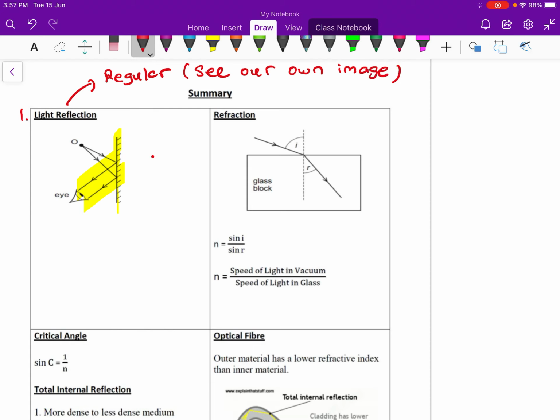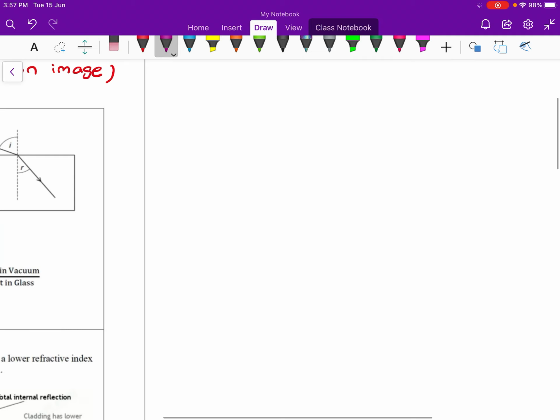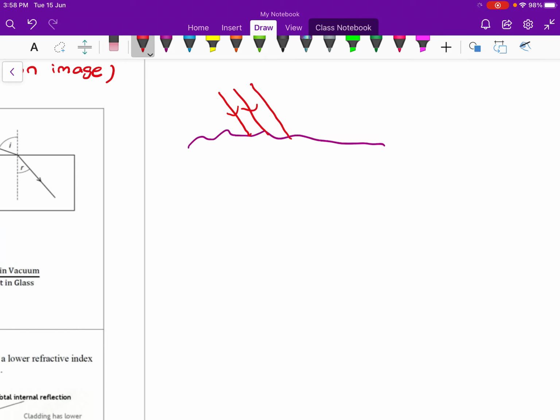The second type of reflection is called diffuse reflection. Diffuse reflection is where the light bounces off a very rough surface. For example, let's say I draw a rough surface. An example is a table surface or even your wall surface. I draw a normal. You can see that the light rays do not reflect in a parallel fashion.